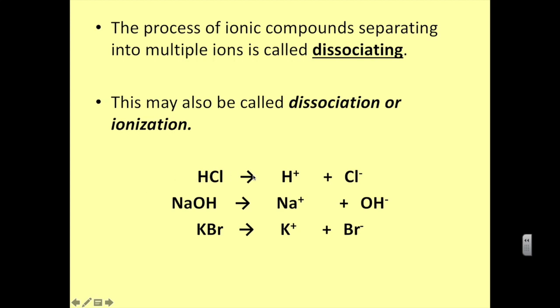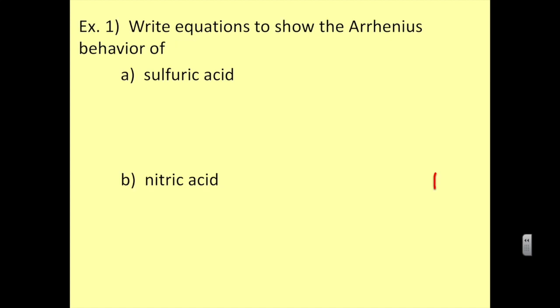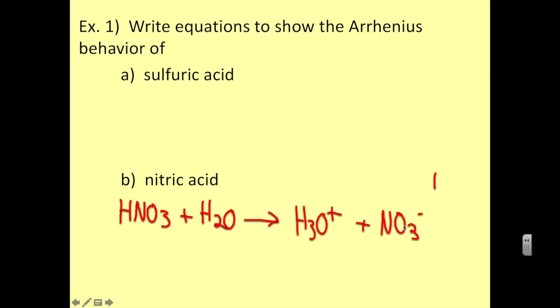So here we have the ionization of an acid, we have the ionization of a base, and then here's the ionization of a salt. So it's really any ionic compound that's breaking up into ions, or dissociating. So to show the equations that show the Arrhenius behavior, this is in your notes on page 4, example 1. Now it's going to seem weird, I'm actually going to do example B first. This is nitric acid. So nitric acid is HNO3, and it reacts with water to produce the hydronium ion and the nitrate ion.